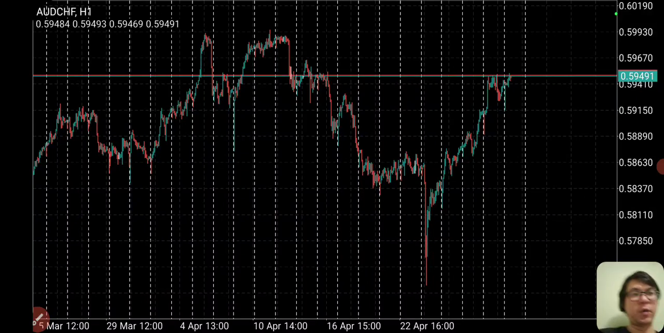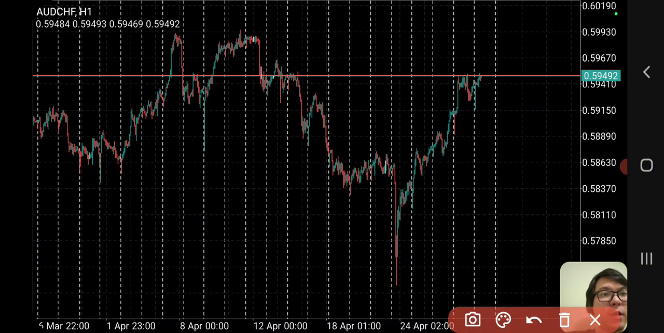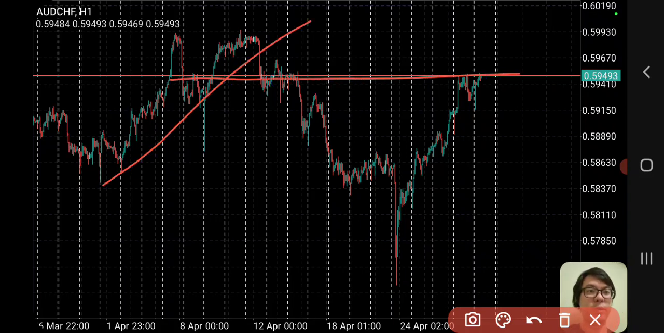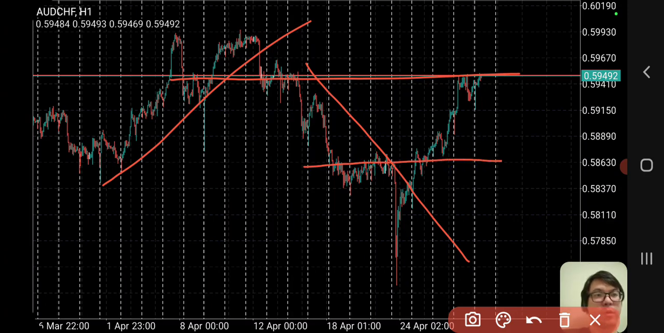This one is very close to our expected entry point, but as far as we see, there's no strong rejection. Trend line break, resistance, trend line break, support. Let's take a look closer.